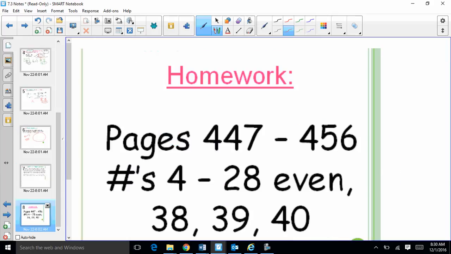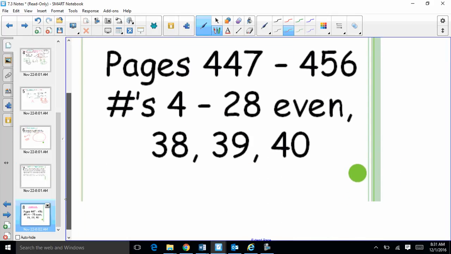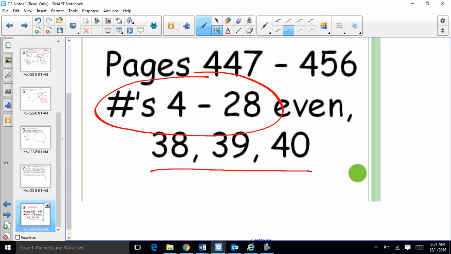I'm going to skip ahead here, and I'm going to tell you that you are going to complete numbers 4 through 28, the evens, on page 447. That's all you need to do for now. And when we get to class on Friday, then we will go over any questions that you have, and we will work on making a table and other ways of doing the same problem solving using elimination.